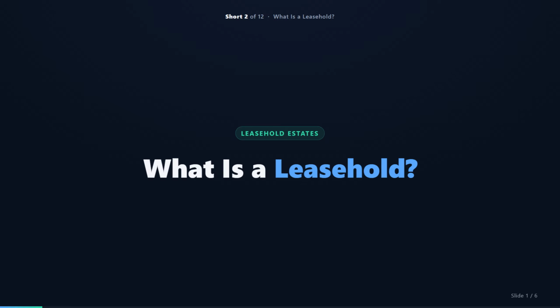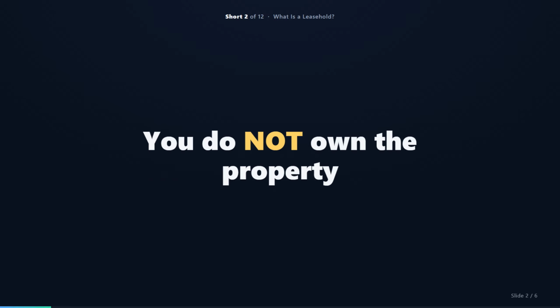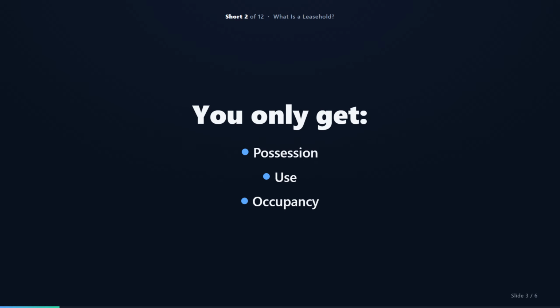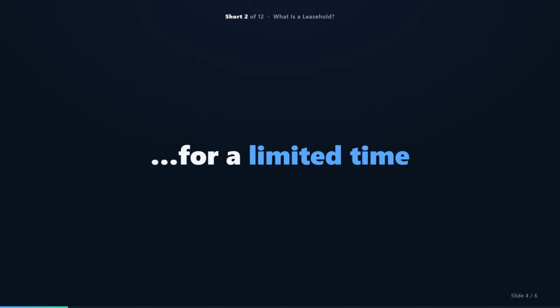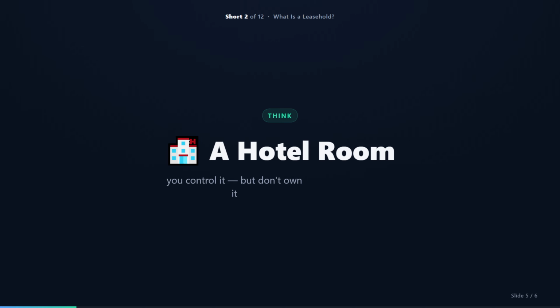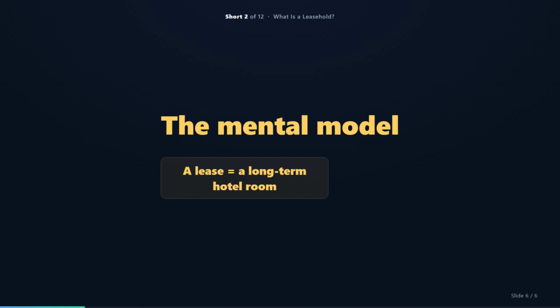What is a leasehold? Here's the heart of it. In a leasehold estate, you do not own the property. What you get instead is three things: possession, use, and occupancy. But only for a limited time. The perfect picture: a hotel room. You control it, you possess it, you use it, but you don't own it. A lease is simply a long-term version of that same idea.